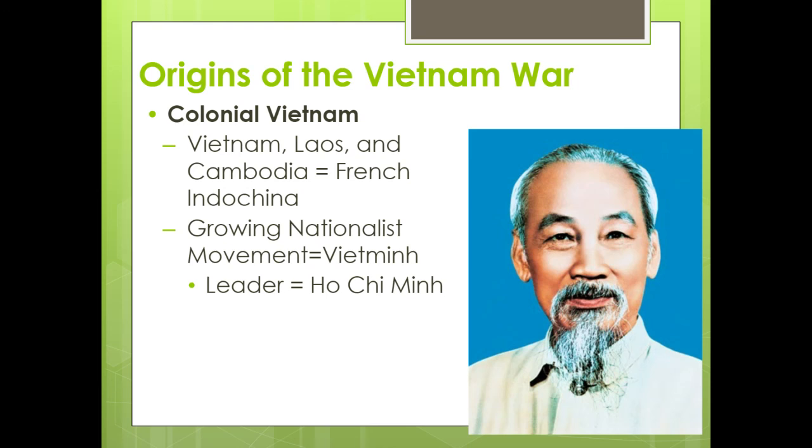The key piece about this is he is a communist, but he's a nationalist first. He wants to unite all the Vietnamese. Notice I didn't say the Laotians and the Cambodians. He just wants to unite the Vietnamese, throw out the French, and create their own government.